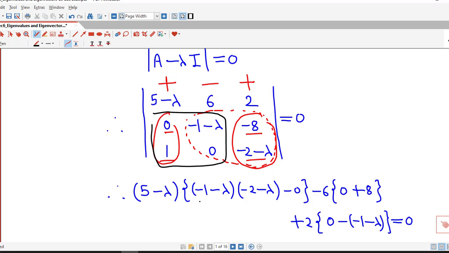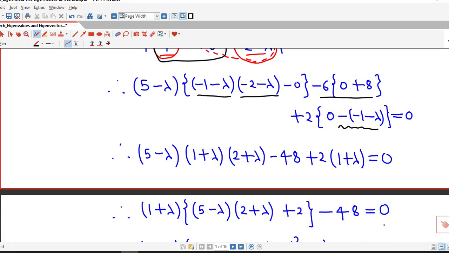Now we simplify this. Here we can take minus 1 common, here also, so this is going to be 1 plus lambda into 2 plus lambda, this will be minus 48, and this we can rewrite as 2 times 1 plus lambda. Now in these two terms we can observe that 1 plus lambda is a common factor. So if we take 1 plus lambda common, here we are left with 5 minus lambda into 2 plus lambda, and here we are left with 2, and we keep this minus 48 as it is.